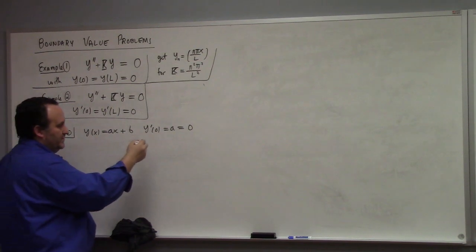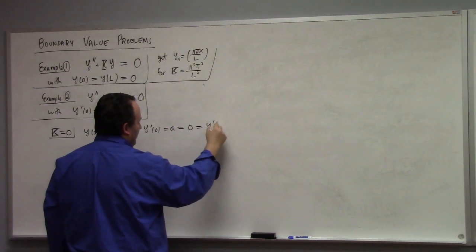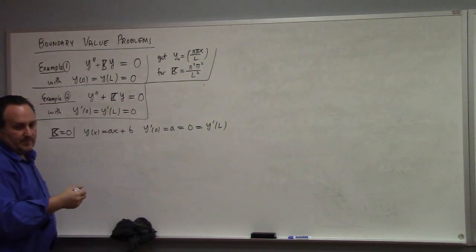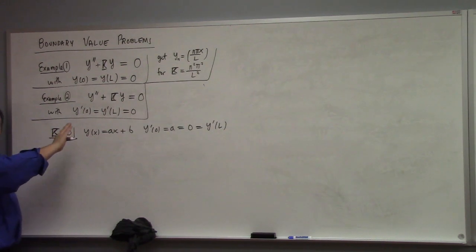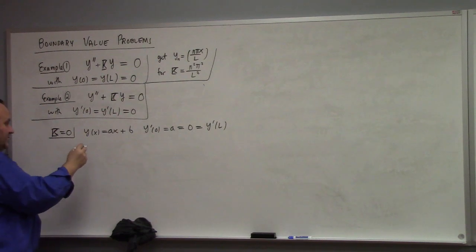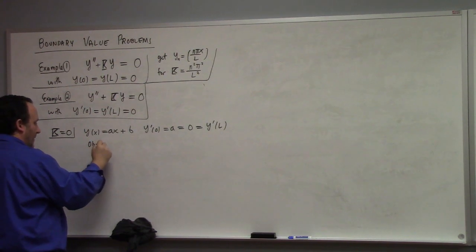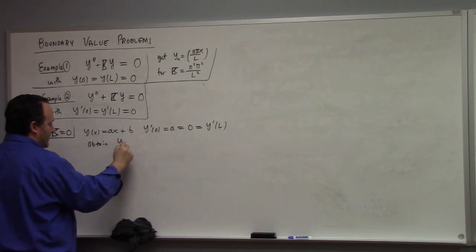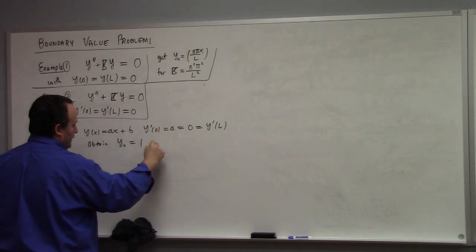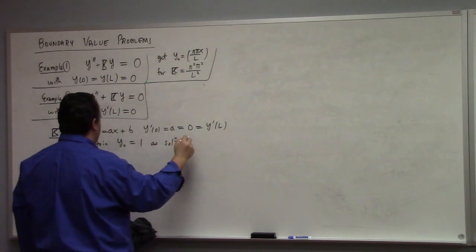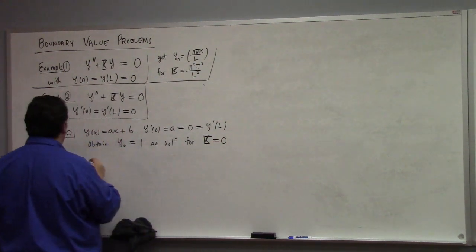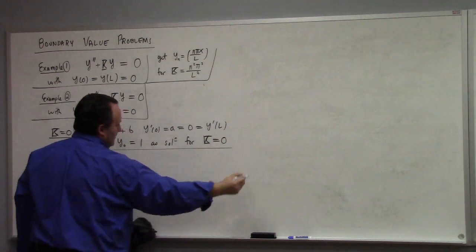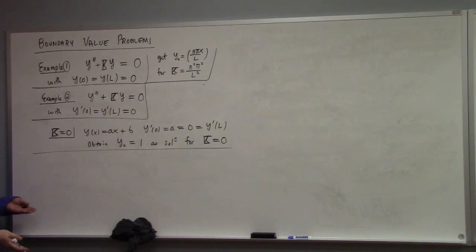This is also y prime of L here, right? Because if this is the constant, the derivative is just a. We actually get a solution here. So we obtain y sub 0 equals 1 as the solution for the case k equals 0. So this time, the case k equal to 0 gave us something.